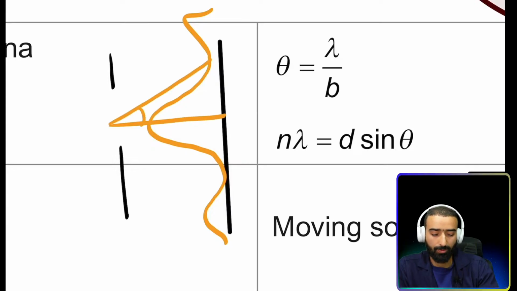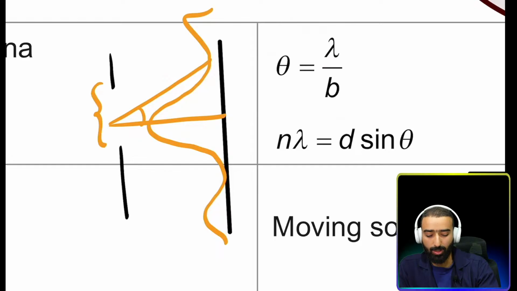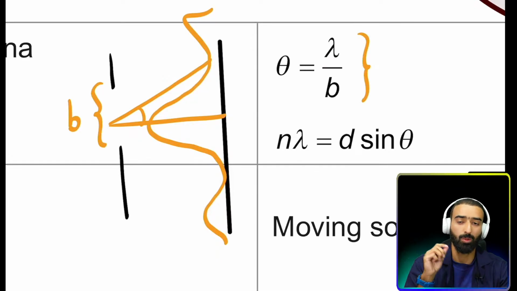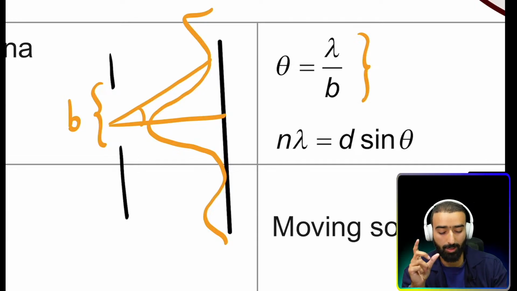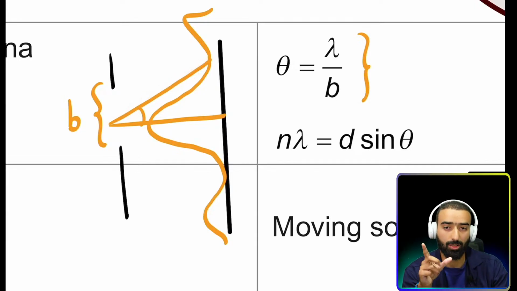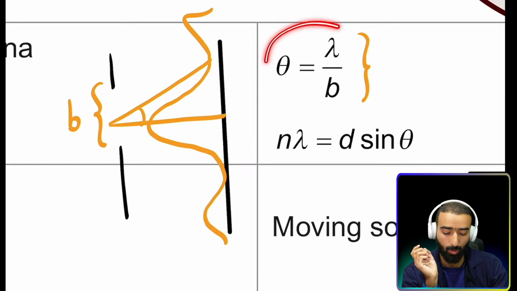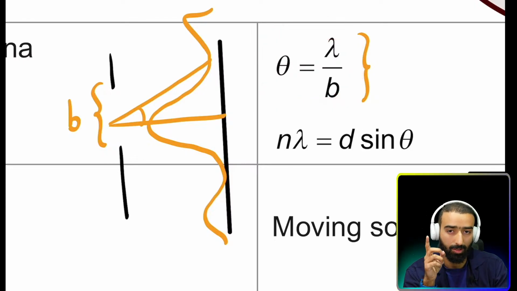This angle over here, the angle of the first minima, this is theta. It's given by this equation. Lambda is the wavelength, b is the slit width. So this is the equation to find the angle for the first destructive interference. You need to keep in mind for single slit interference, there is no equation for constructive interference. We only have one equation, and that's for destructive interference.